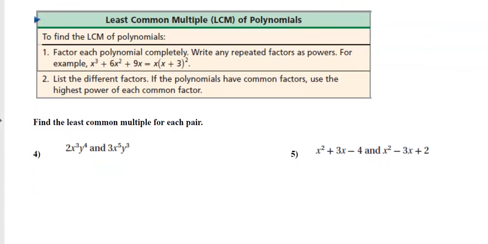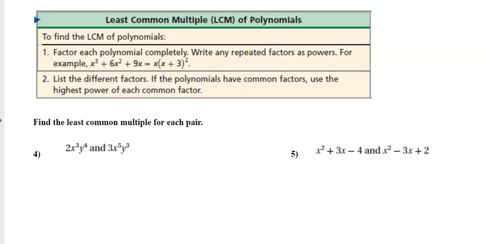Now, least common multiple, LCM. To find the least common multiple, you want to factor them first. Always factor each one. Write any repeated factors as powers. So for example, you have the expression on the left, but when you factor it, you'll get x, and then you'll get x plus 3 times x plus 3. You just want to write it as x plus 3 squared. Because when you list out the different factors, if they have a common factor, you want to use the highest power. So I'll show you that as we're going through.